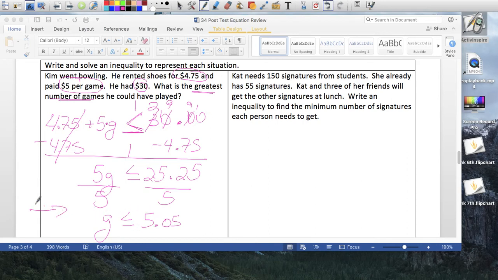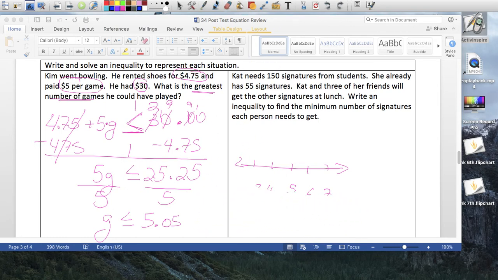So we're gonna use this. And then I'm just going to draw it over here. So you can't play 5.05 games. You have to play 5 games. 5 games, 6 games, 4 games, 3 games, 7 games. Can you play 5 games? I should put a number on top. So let me make a number. So can you play 5 games? Yes, you can.